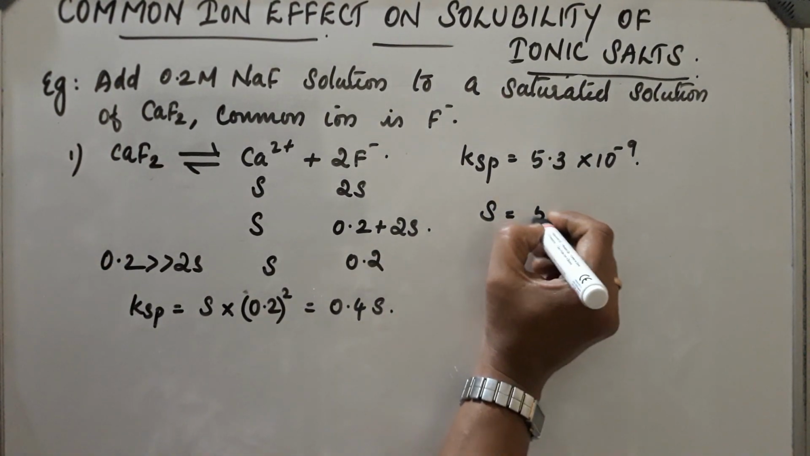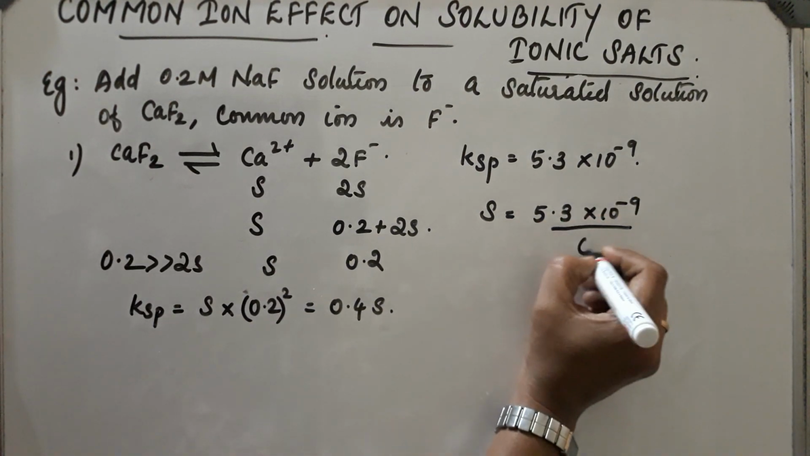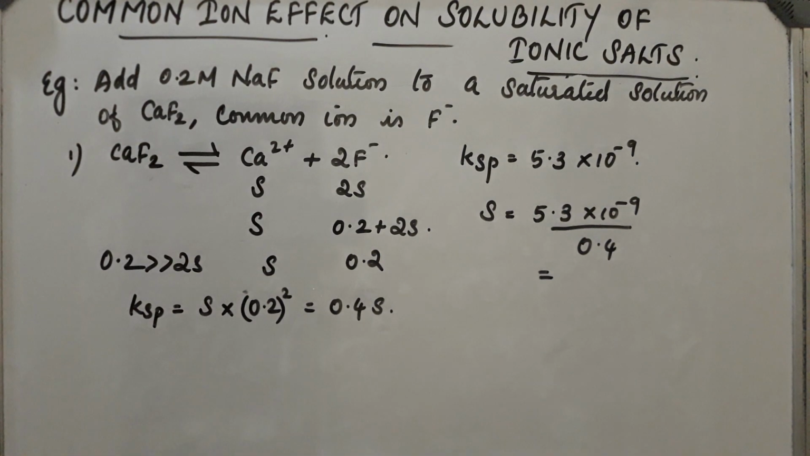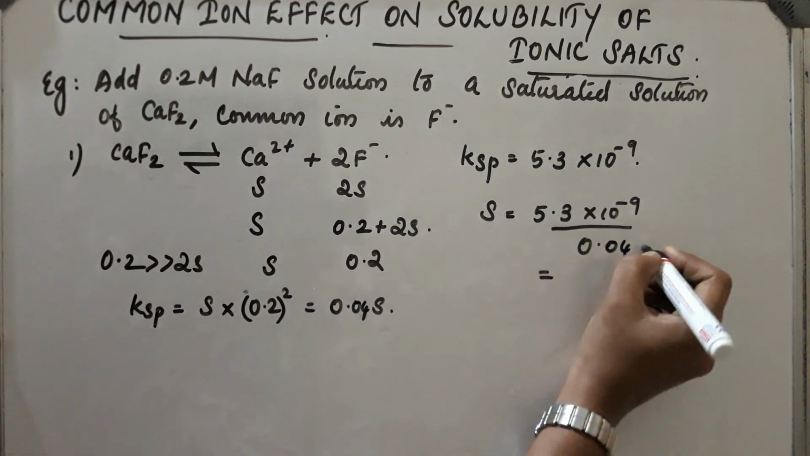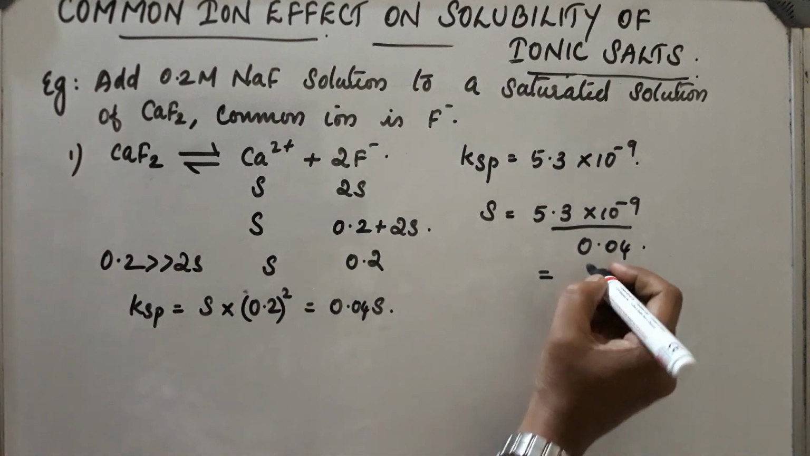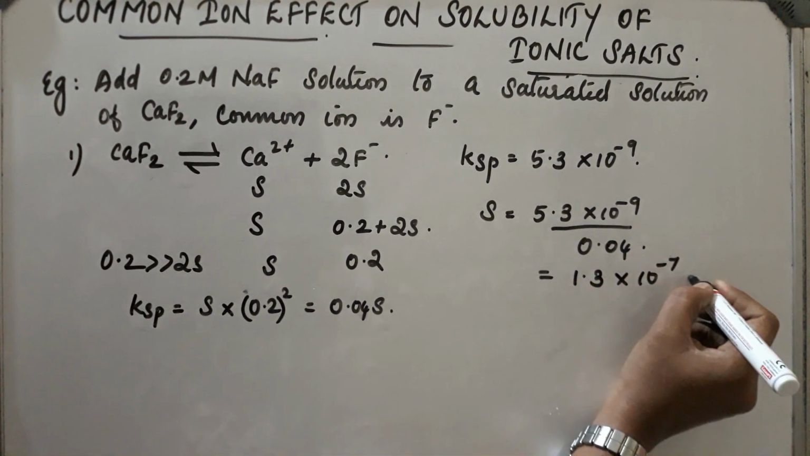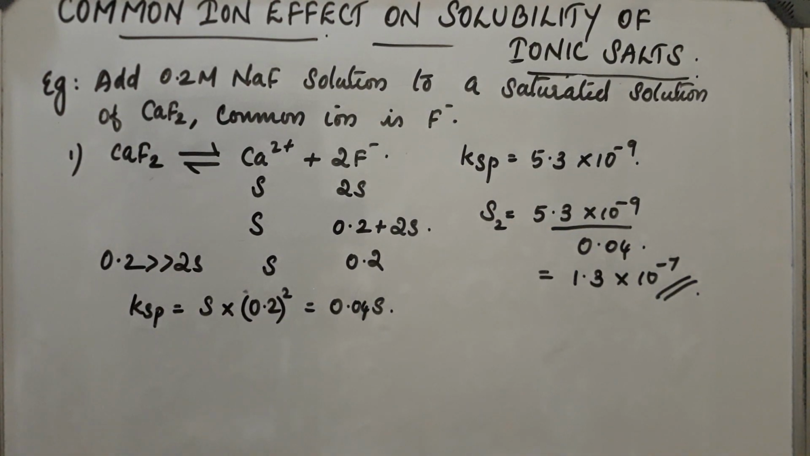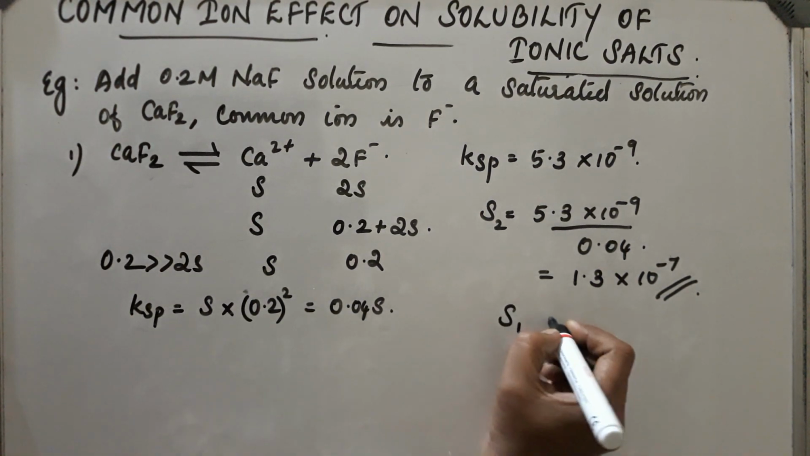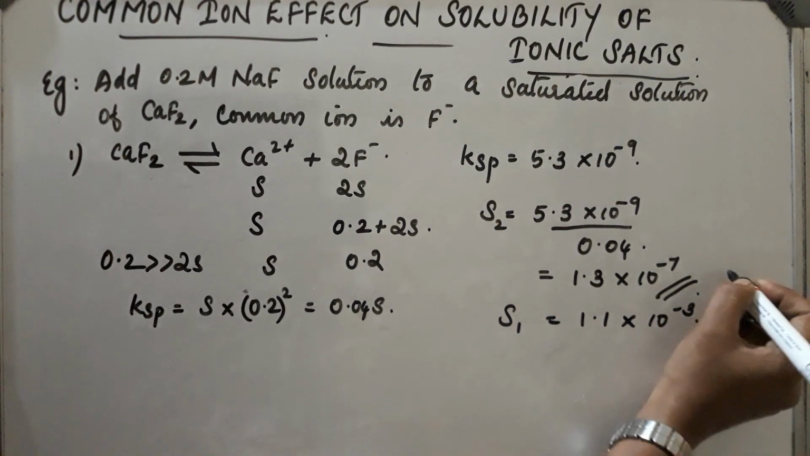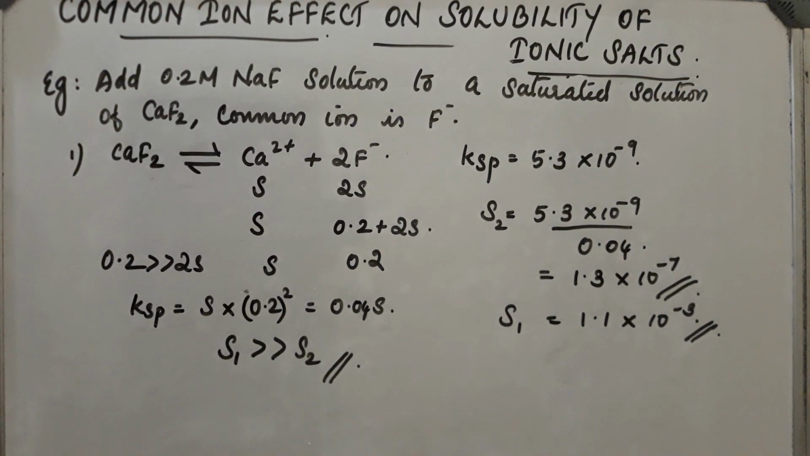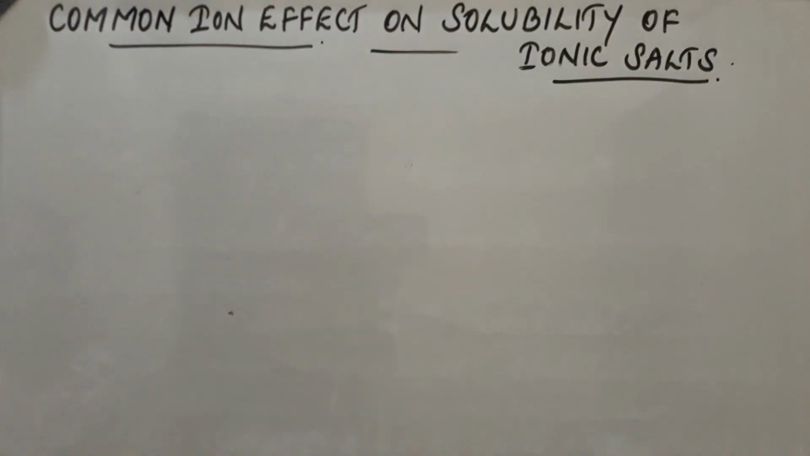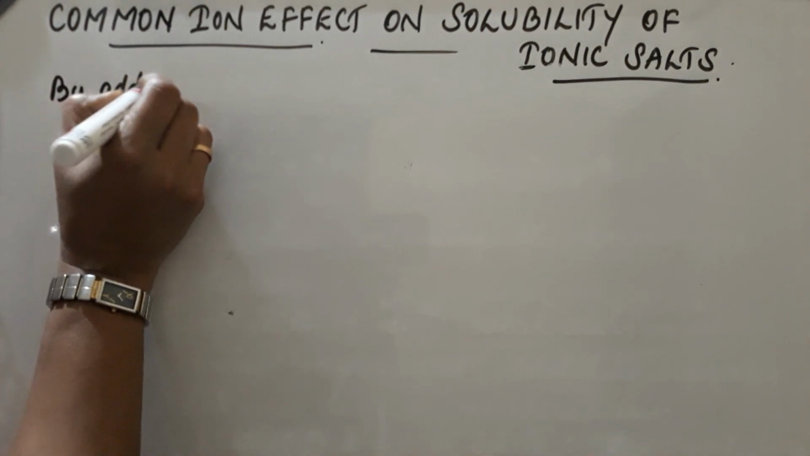So S will be equal to 5.3 into 10 raised to minus 9 by 0.04, since 0.2 whole square is 0.04. This value will be very small, 1.3 into 10 raised to minus 7. Let this be S2. S2 is 1.3 into 10 raised to minus 7 and S1 is 1.1 into 10 raised to minus 3. See the difference. S1 is much greater than S2. This shows that if we add a solution containing a common ion, solubility decreases.